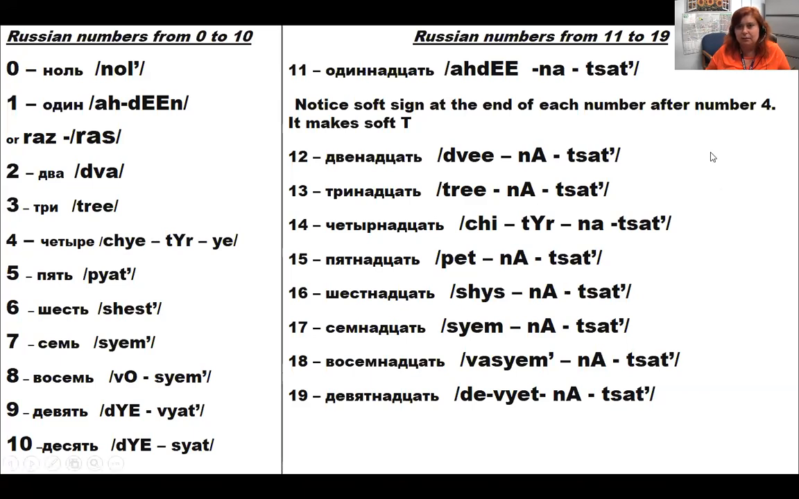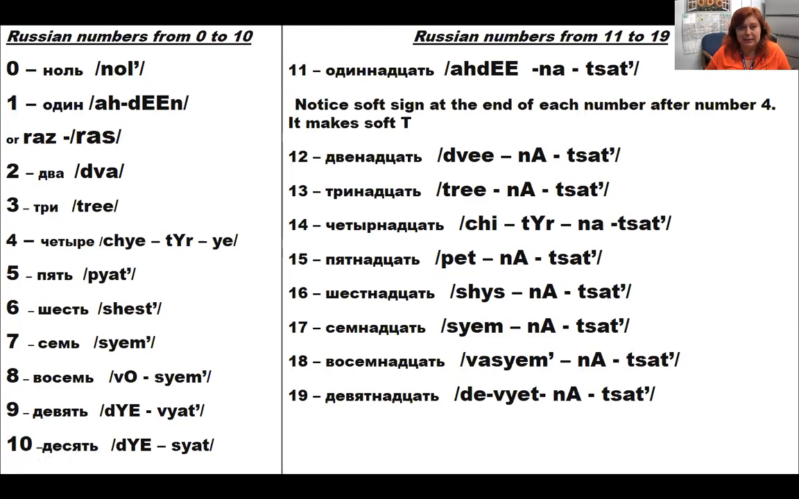Last time we went through Russian numbers from 0 to 10 and from 11 to 19. Let's repeat. Please repeat after me. Zero. With a soft L at the end, zero. And you remember how to make a soft consonant? You just raise your tongue a little bit further towards your palate and you will get a soft consonant.